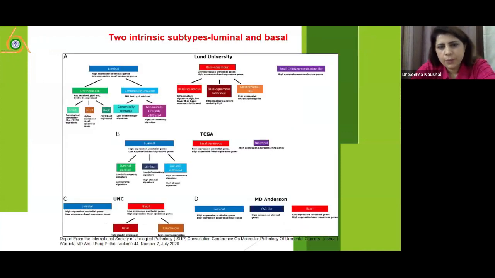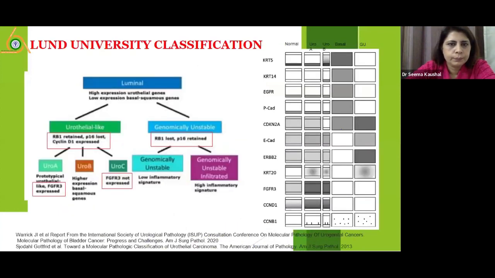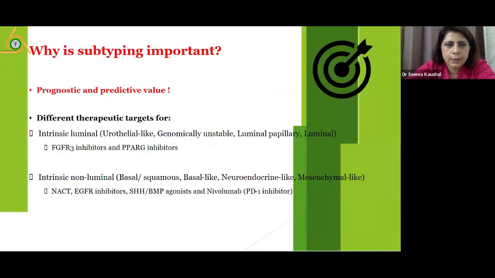Obviously the classification has expanded, with multiple groups coming up and finding different things. There have been subcategories of luminal also, into various types. We at our institute have also done multiple studies and found that different molecular subtypes exist, and for the classifications in multiple cohorts, we have our work in the literature. But the main thing you have to remember is that, whatever the classification, the two basic intrinsic types in bladder cancer molecular classification are luminal and basal. And as I told you, this subtype is important because we have different therapeutic targets.